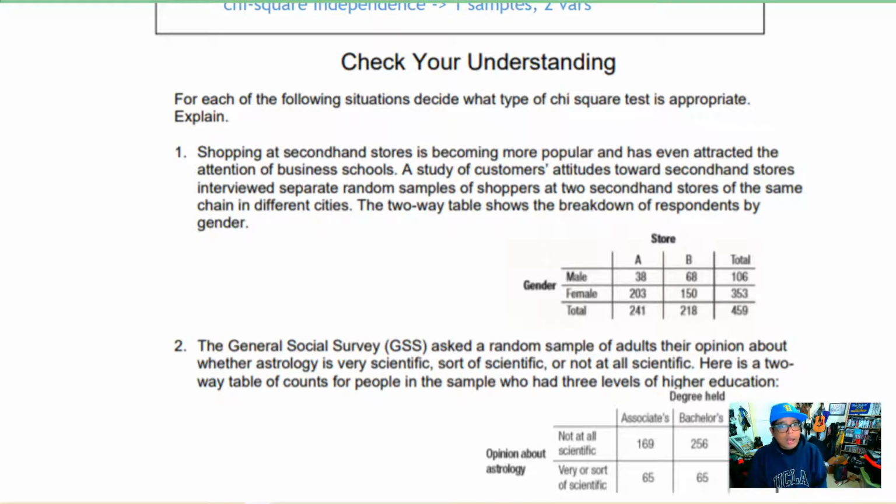Okay, so I noticed that it said we took two samples. We took one sample from store A and another sample from store B. So it looks as though we're trying to compare the gender distribution in store A with the gender distribution in store B. Because we have two samples, we're probably looking at a chi-square test for homogeneity. We're trying to figure out if store A has the same proportion of males and females as store B. That's my reading of this question.